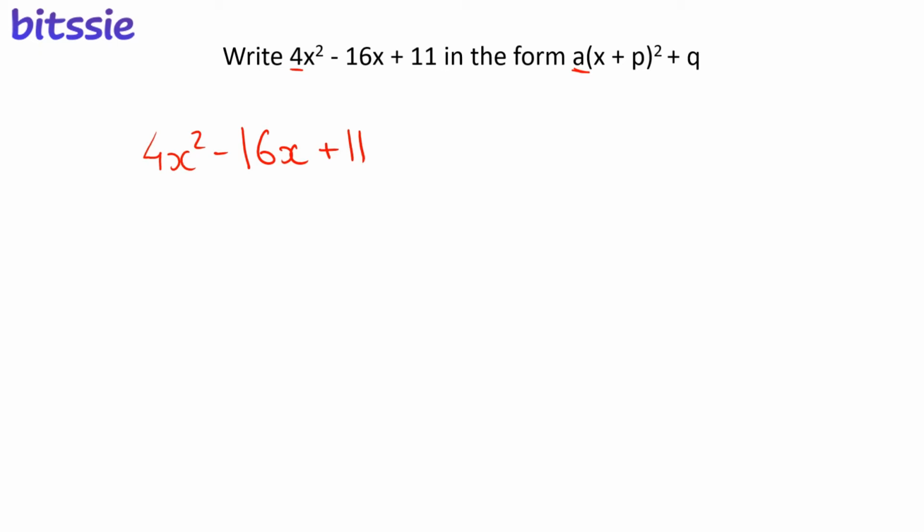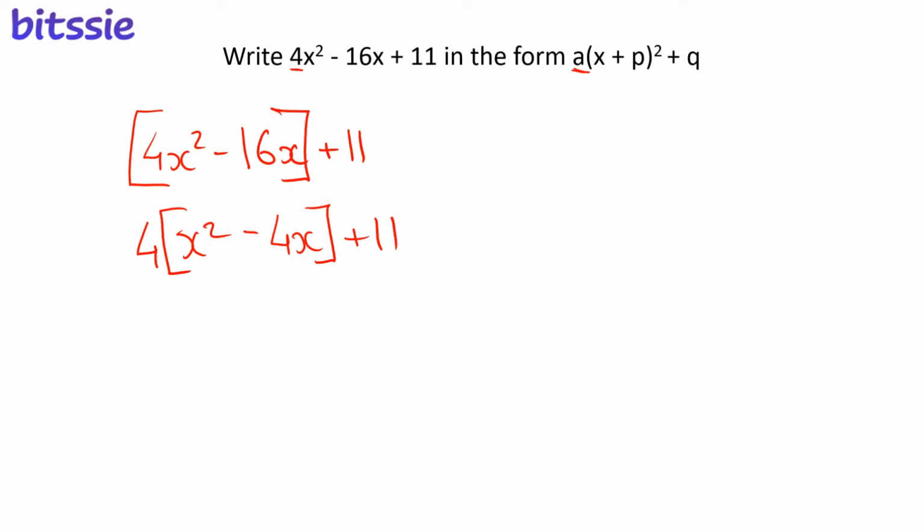So let's start by using the same method as before, putting the square brackets around the first two terms. To make things easier, what we need to do is take out the 4. Divide everything inside by 4, giving us x squared minus 4x, and then plus 11 on the outside. And then, in our brackets, we need x plus half of the coefficient of x in the original square brackets, giving us minus 2, squared.